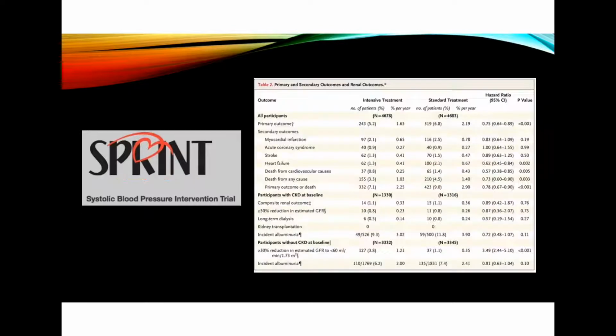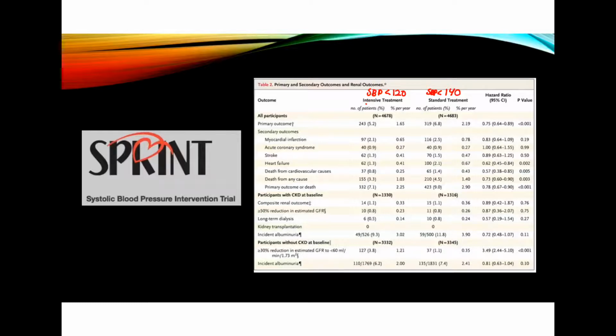And this was the essence of the SPRINT trial, the systolic blood pressure intervention trial. And this was a multi-center study. They enrolled over 9,000 patients, and they randomized them to one of 2 arms. One was the standard treatment group, where they shot for a systolic less than 140. And then there was the intensive treatment group, where they shot for a systolic blood pressure less than 120.